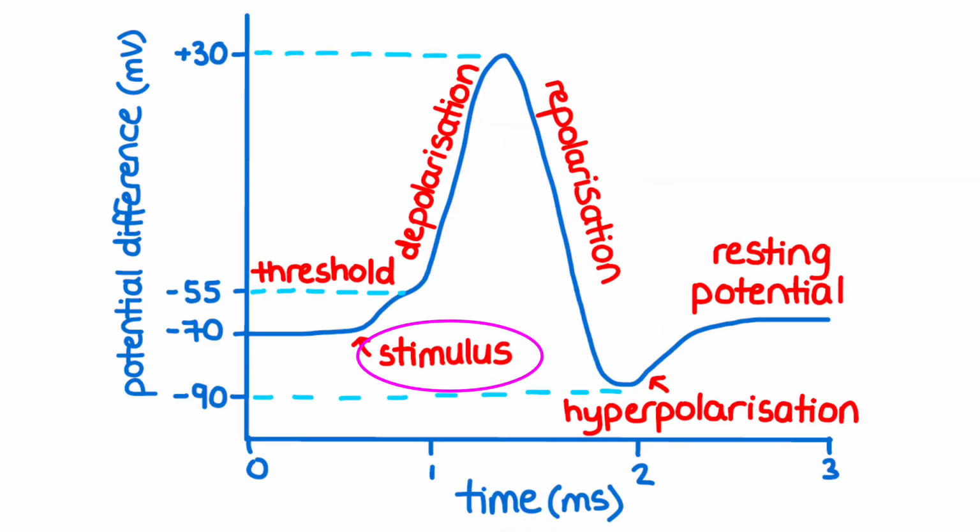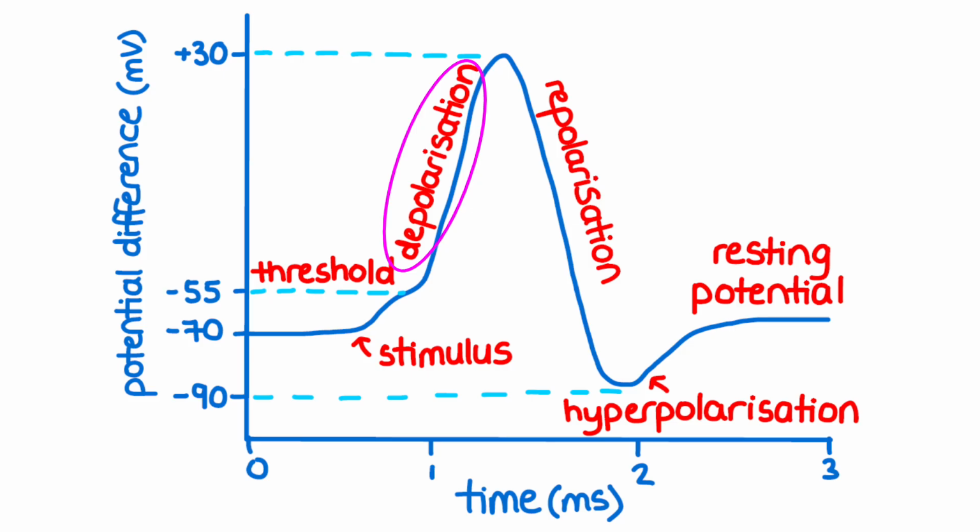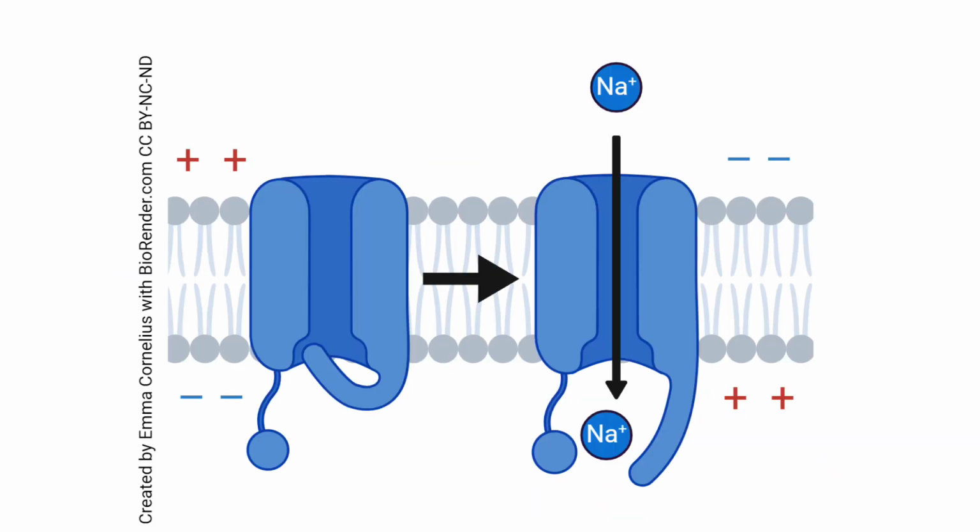Now we're going to get into the individual steps described in the chart we see here. A stimulus causes the first movement we see in the chart. It causes the membrane to reach the threshold membrane potential, which is negative 55 millivolts. The example I used is like a child putting their hand on a hot stove where the pain is the stimulus. This moves us into the depolarization phase. Here, voltage-gated sodium channels open and sodium rushes into the neuron, making it more positive, which we can see in the chart as it spikes.